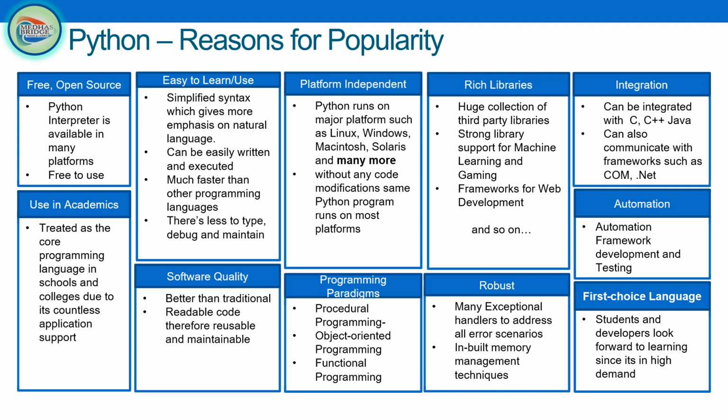It has a huge collection of third-party libraries, strong library support for machine learning and gaming, frameworks for development, and so on. Python can be integrated with C, C++, and Java. It can also communicate with frameworks such as COM and .NET. Python is used in automation framework development and testing, and it is treated as a core programming language in schools and colleges due to its countless application support.